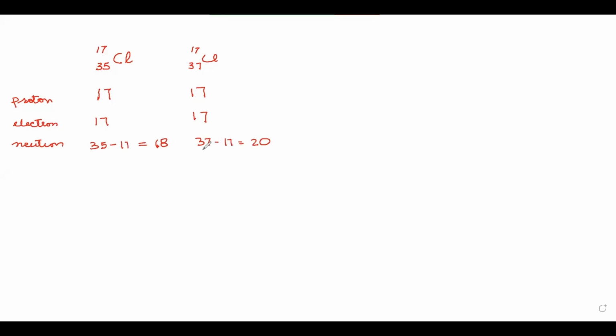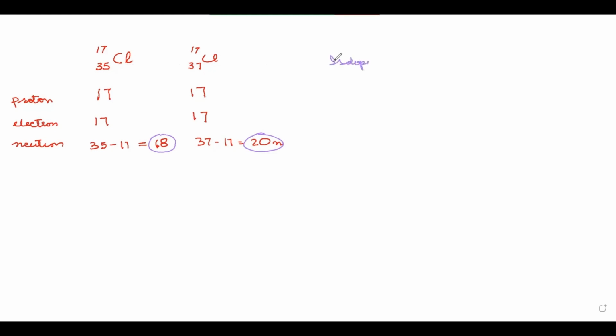Similarly, the second isotope will have 17 subtracted from 37, so you have 20 neutrons here. So the basic difference lies in the number of neutrons. In the first atom there are 18 neutrons, in the second atom you have 20. When you see the difference between the two different types of atoms, which are still known as atoms of chlorine, they are known as isotopes of chlorine.